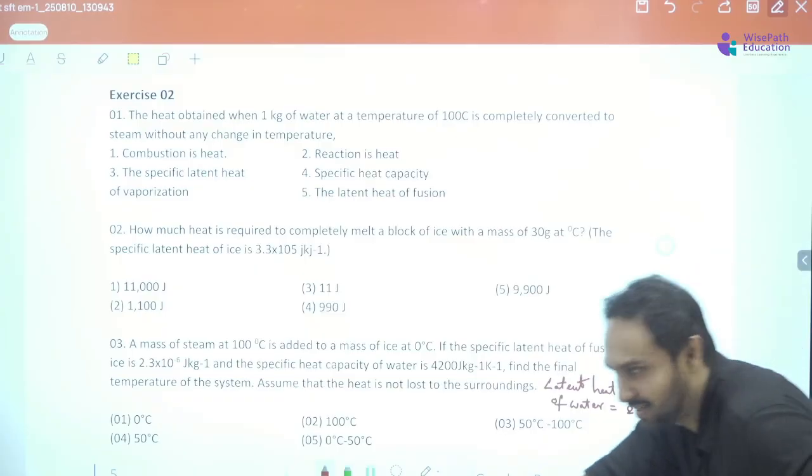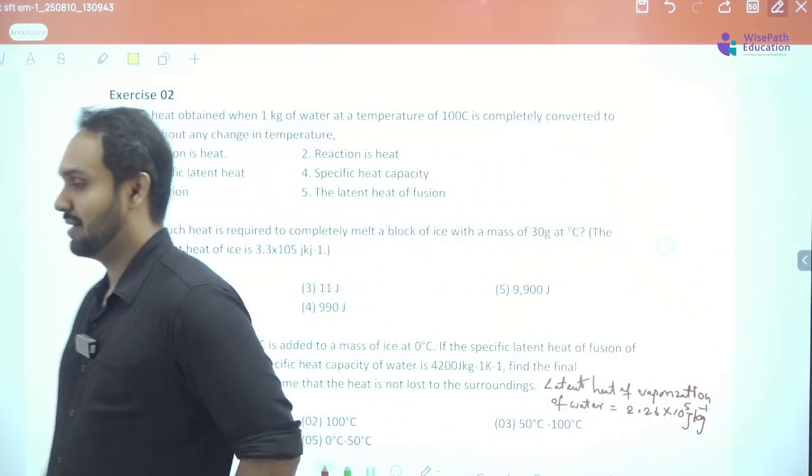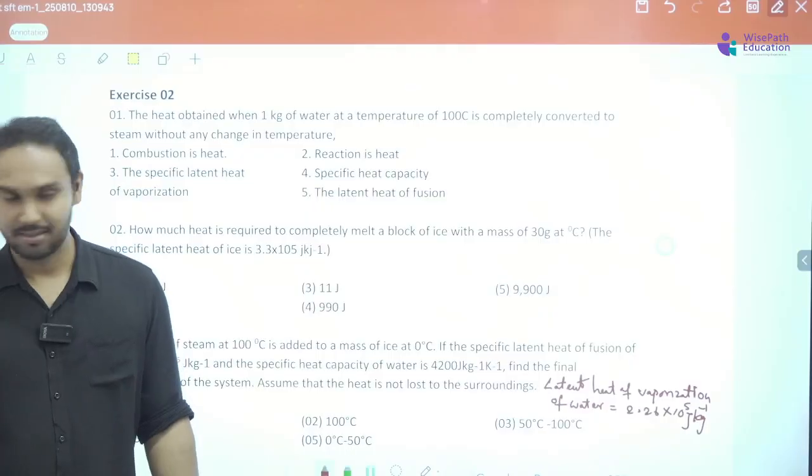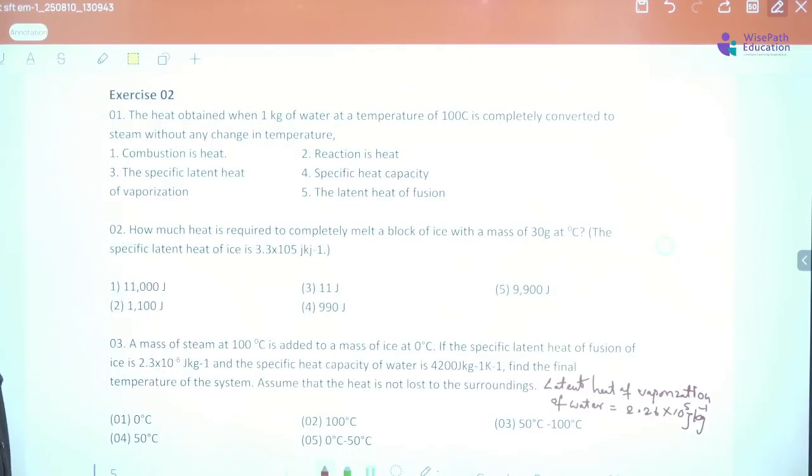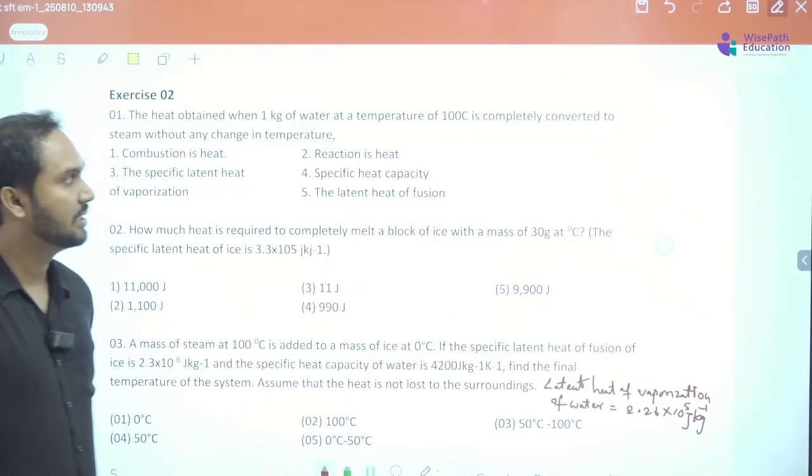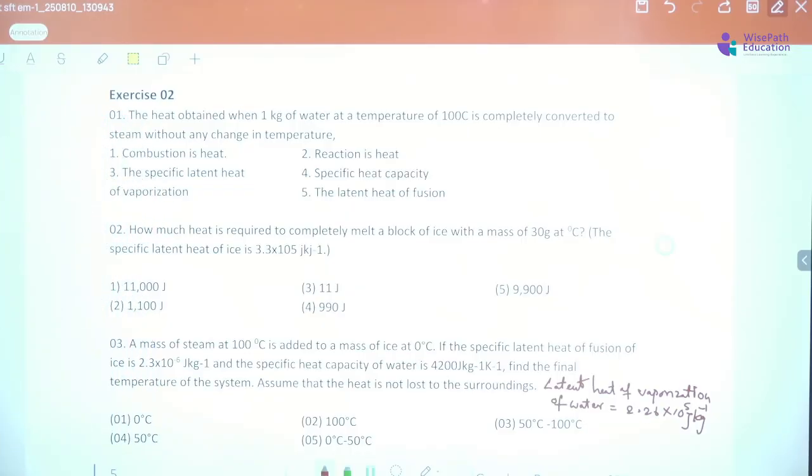Finish? Now the time is enough. At least people online, just put the answers. What is the answer for the first question? The heat obtained when 1 kilogram of water at a temperature of 100 degrees Celsius is completely converted to steam without any change in temperature is what?